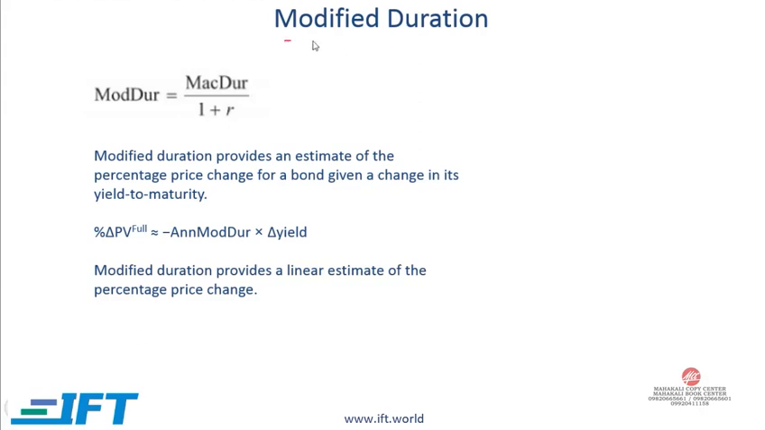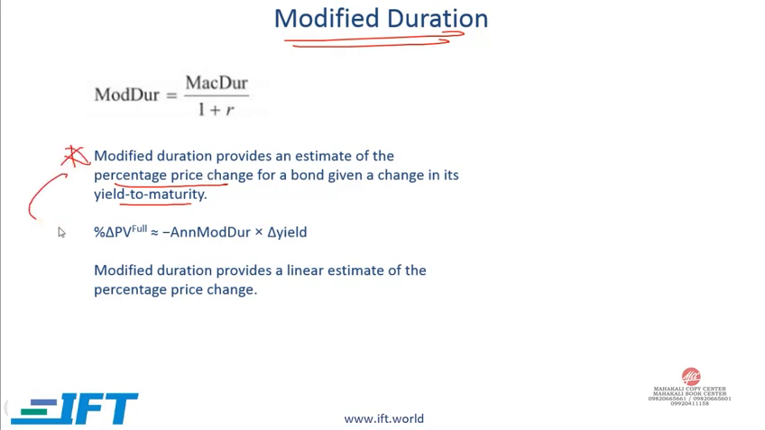Next, we talk about modified duration. Modified duration is simply the Macaulay duration divided by 1 plus R. R is the YTM, or the yield to maturity for the bond. Modified duration provides an estimate of the percentage price change for a bond given a change in its YTM. So this is the interpretation of modified duration.